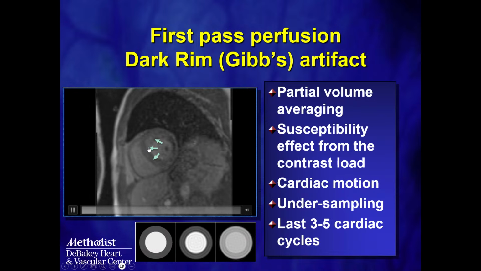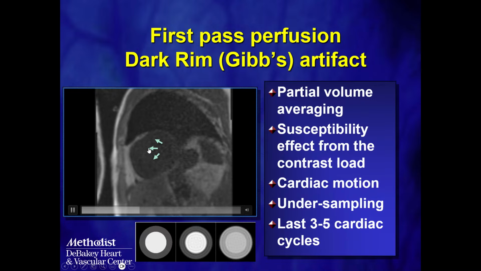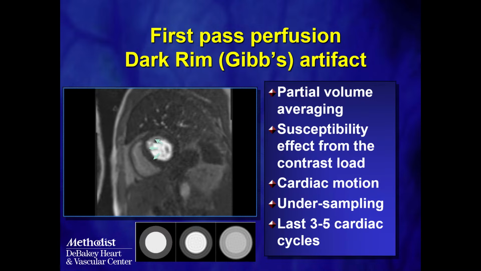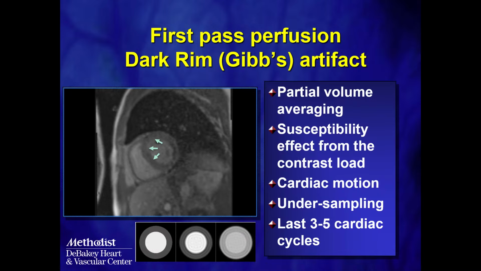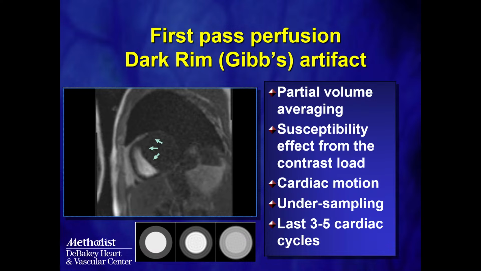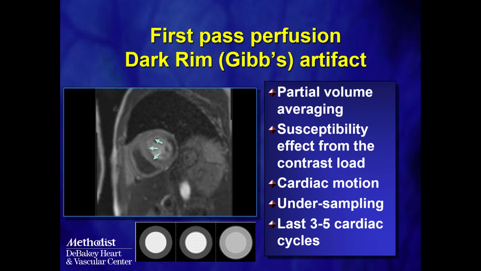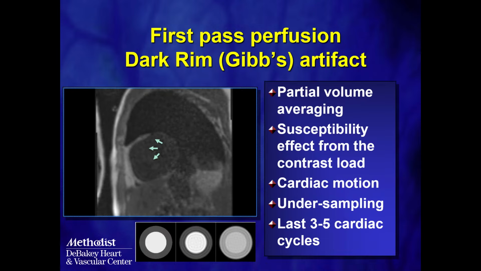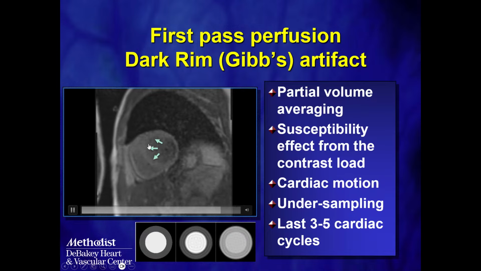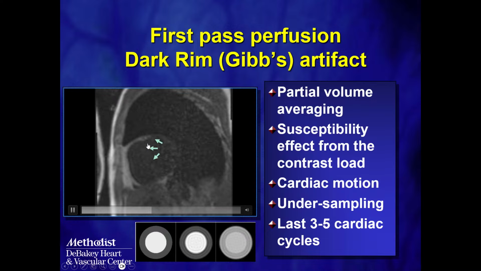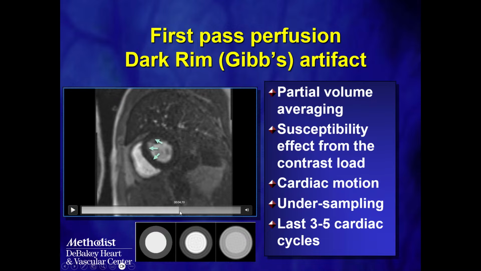Typically this Gibbs artifact, which is believed to be due to volume averaging, again, if you have a high contrast load and then you have a piece of the myocardium that's in that intersection or boundary between the high contrast and the heart, the contrast might cause a signal loss in that area. Why? Because all the signal starts to become averaged. This contrast load can also create what we call a susceptibility effect, meaning that it also generates a signal loss, and that's why you see this dark area right over here.